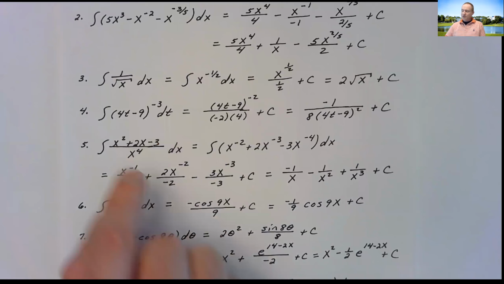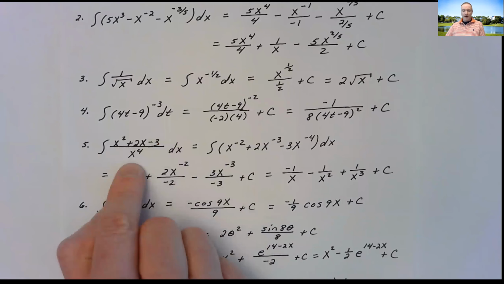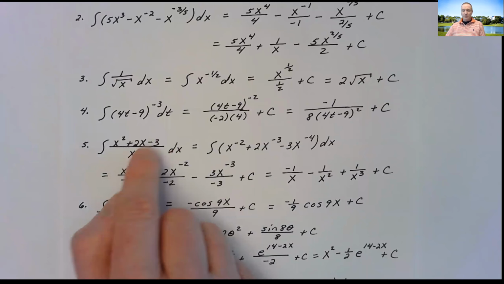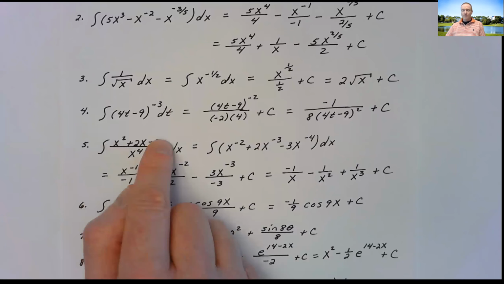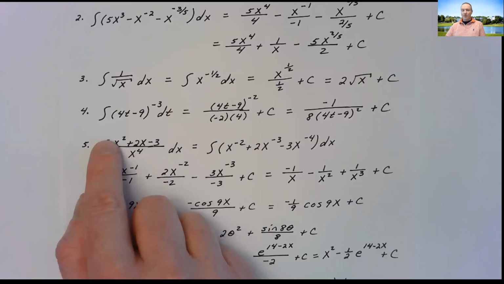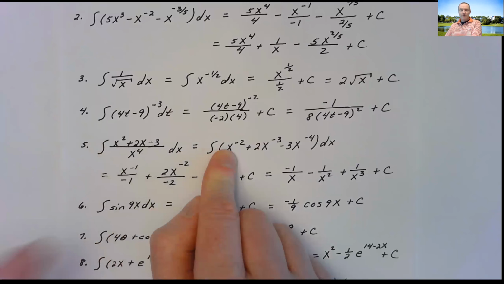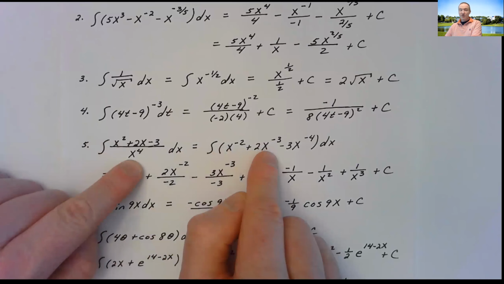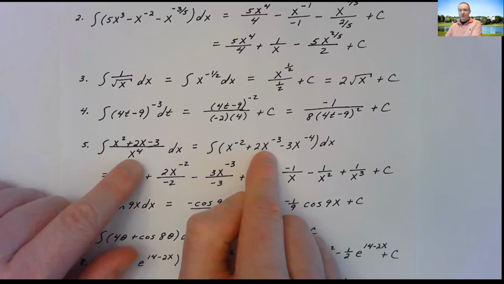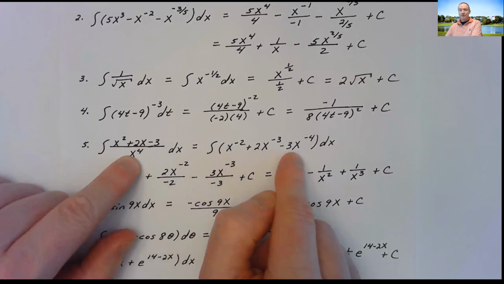So I need to understand that when I have 3 terms all divided by 1 term, this division of x to the 4th distributes into each term in the numerator. When it goes into the first term, x squared over x to the 4th gives me x to the negative 2. 2x over x to the 4th is just going to give me 2x to the negative 3. And then minus 3 over x to the 4th is minus 3x to the negative 4.